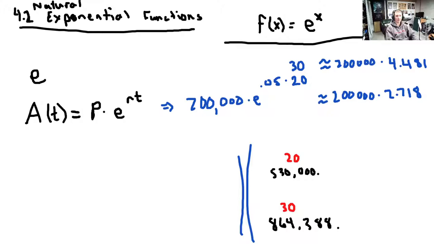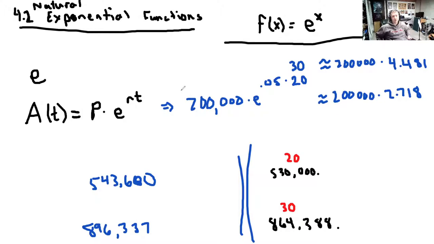Well, the first one turns into 543,600, and the next one turns into 896,337. So that's a continuous compound investment at 5% per year for 20 years and 30 years, respectively. So we've earned quite a bit more money, about 30,000 in the second case, and about 13,000 in the first.